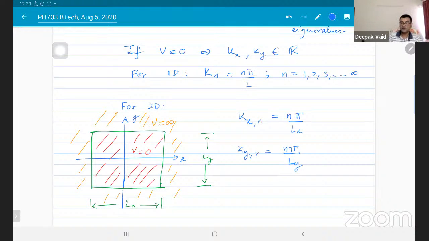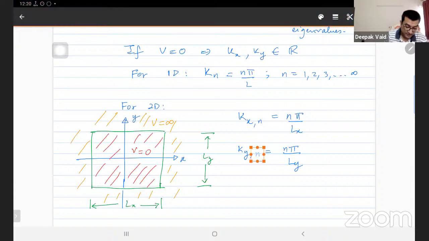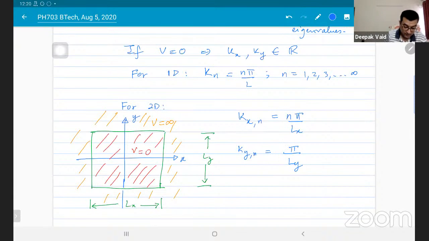And same thing for Ly, right? But this is the important thing to remember, that in general, your k value in the x and y directions will not necessarily be the same, right? So in the x direction, for example, you could be in the n is equal to 1 state, and in the y direction you could be in the m is equal to 2 state.